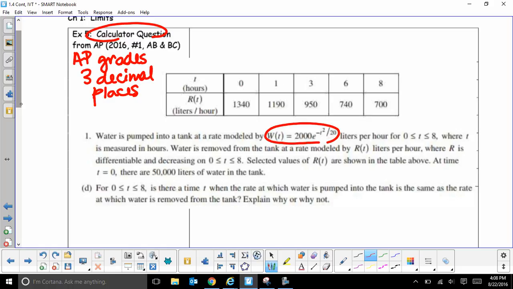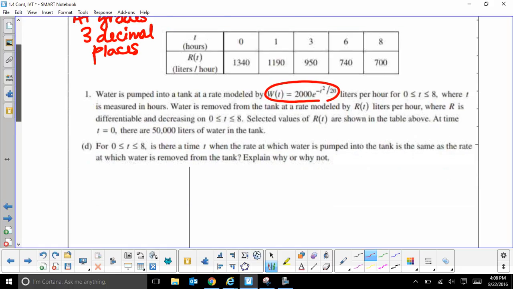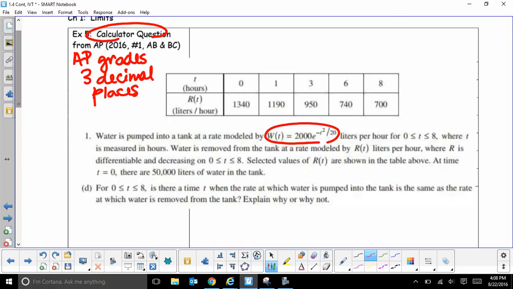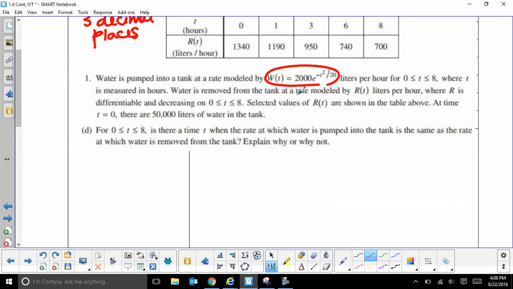Okay, we have a table of values, and if you remember, a fancy term for that is between numerical, graphical, and analytical. This is a numerical approach when they give you a table. Then we're going to take a look at a formula that they also give us, and that's going to be a graphical approach because we're going to use our calculator. So water is pumped into a tank modeled by this formula for W. So my rate in is W. And then water is removed from the tank, so the rate out is modeled by R.